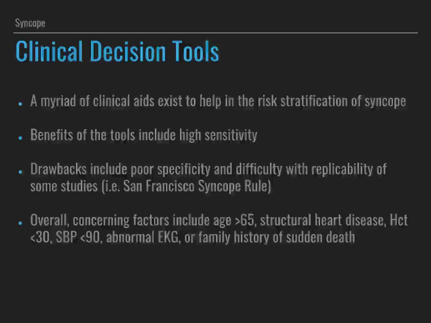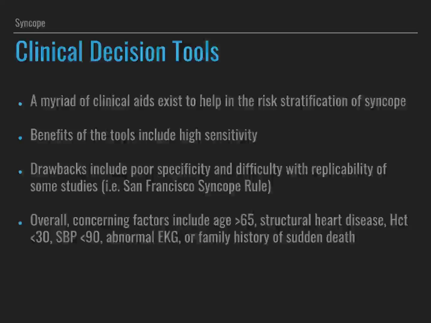The drawbacks of these tools are that they have pretty poor specificity, and at least regarding the San Francisco syncope rule, the follow-on studies to replicate their initial high sensitivities failed to show that same level of sensitivity. So knowing that they exist and using them as adjuncts can be incredibly helpful. But I think clinical gestalt can also bring a lot to the table in this.